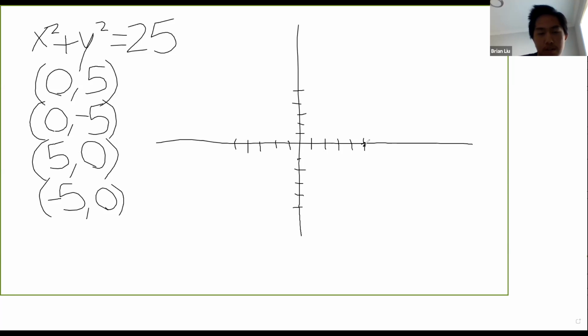So we have 5, 0. That's this pair x, y right here. Negative 5, 0, this one right here. 0, 5, this one right here. And 0, negative 5 right here. So we have 4 points that are here, here, here, and here.